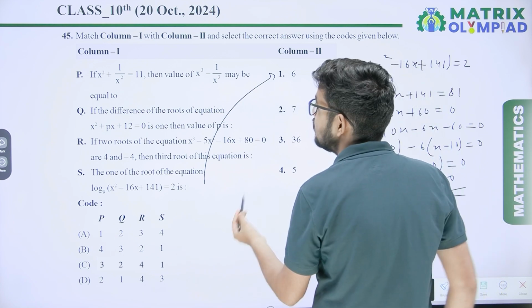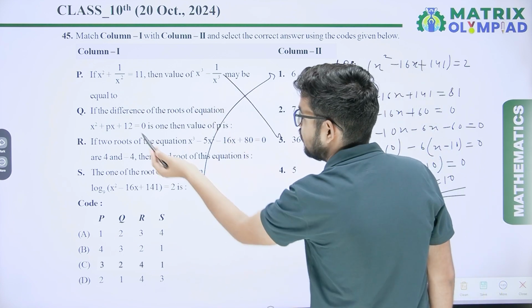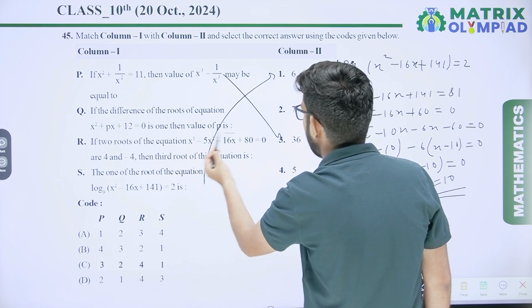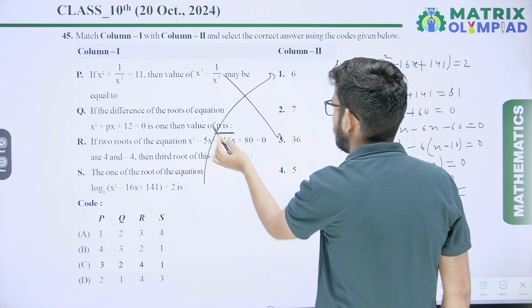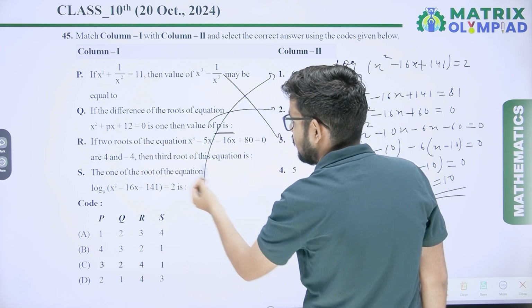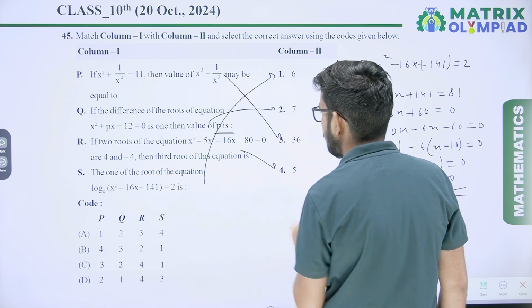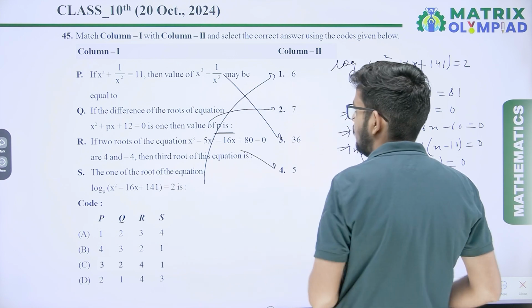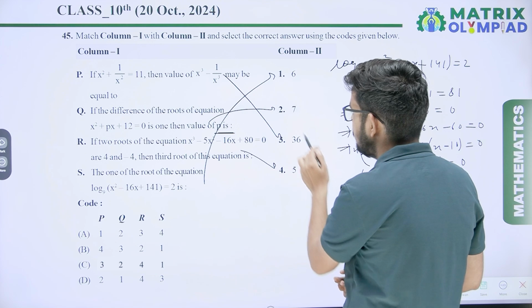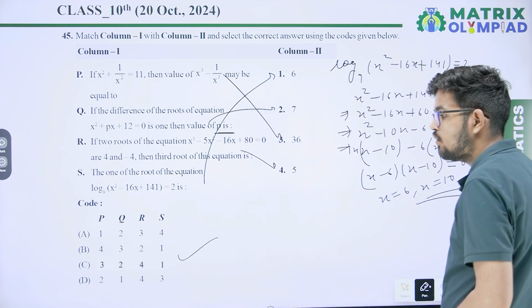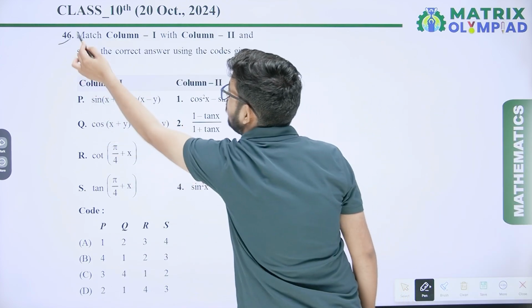So our answer: p is third. Then the value of p we got is 7. Third root is 4 and one root is 6. So our correct answer is 3, 2, 4, 1. Option C.